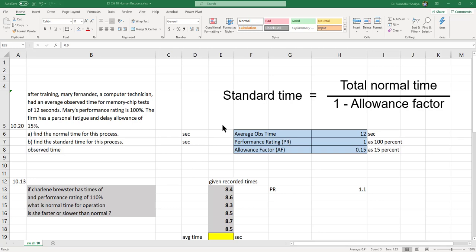In this video we will be talking about some of the typical problems that you may come across, when I say problems, like end of the textbook problems. First one is how to calculate the various times, like average observed time, standard time, and normal time, in the order of average observed time, normal time, and standard time.